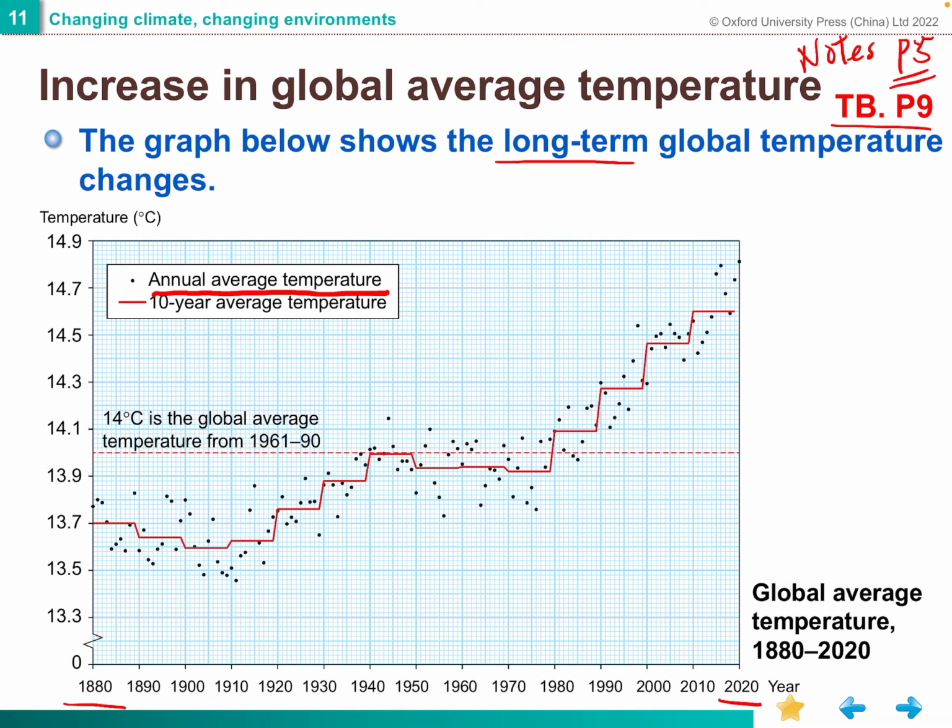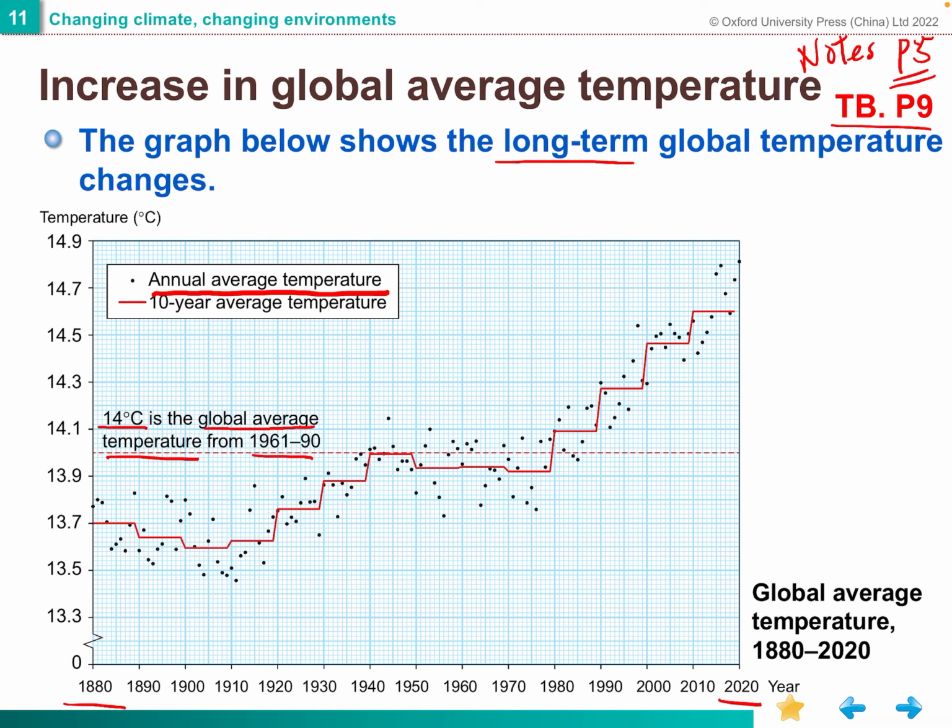So let's observe. In this figure, we have a dotted line, please highlight it in your notes or in your textbook, up to you. It says that 14 degrees Celsius is the average global temperature from 1961 to 1990. They used those 31 years and found the average is 14 degrees. So what can we find out?